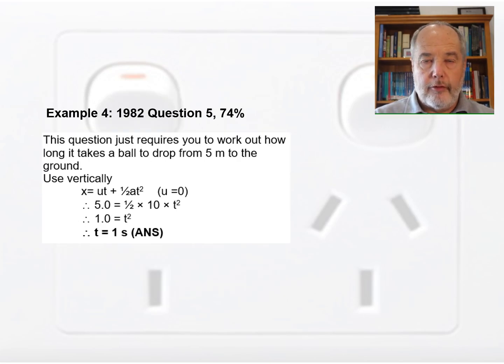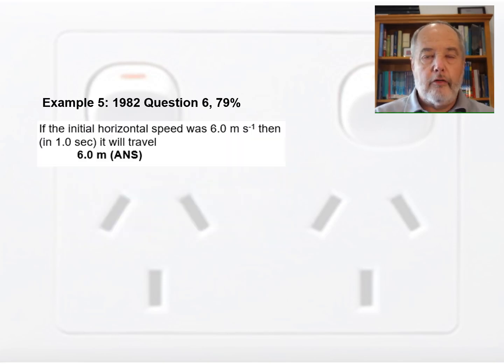With horizontal projectile motion, the time it takes to fall is given by x is equal to ut plus a half at squared, but u is 0 because in the vertical direction the initial velocity is 0. Substituting in gives me t is equal to 1 second. Once I know the time is 1 second, then the range is just going to be 6 times 1, which is 6 meters.